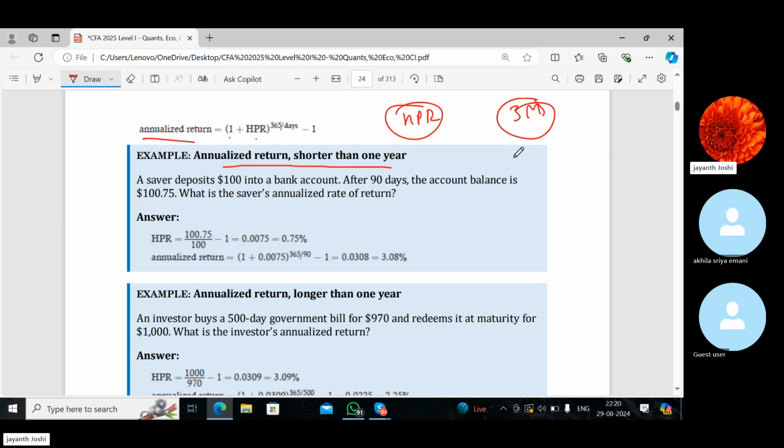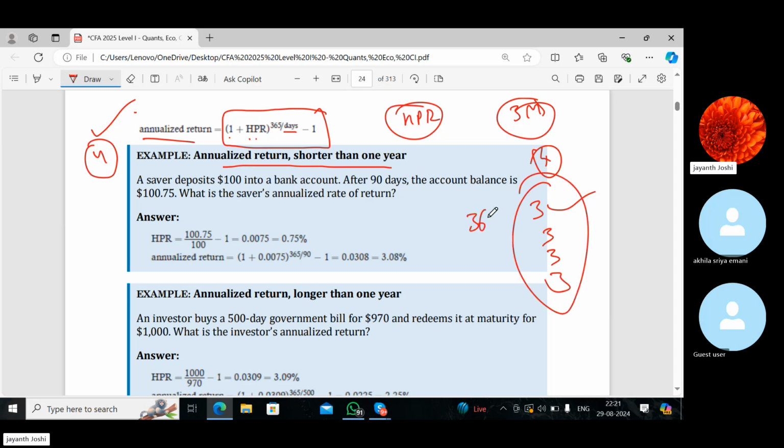So what kind of formula do you have to apply? You take the holding period return to the power of 365 divided by the number of days you are holding that security. That means you are holding that security for 90 days, right? 365 by 90 is what? Roughly 4. The compounding will happen 4 times in a year. Very simple. Why? There are 4 quarters in a year. 1 quarter is how many months? 3 months, right? 3, 3, 3, 3. So there are 4 quarters. So 365 by 90 is roughly 4. That means the compounding will happen 4 times in a year.